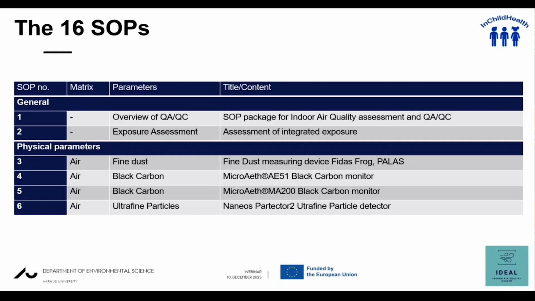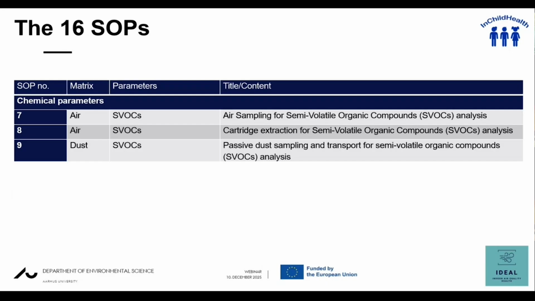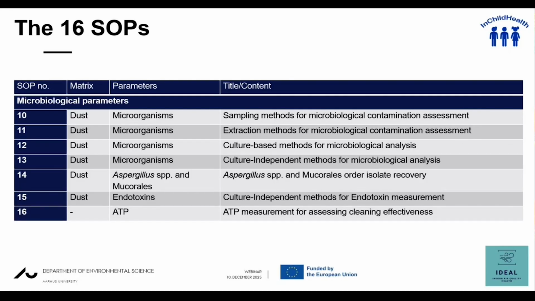In the next slide, we have the 3 SOPs that relate to the chemical parameters, and they detail the active air sampling and extraction of the cartridges, and also the passive dust analysis for the semi-volatile organic compounds. And finally, on the 3rd slide, we have the 6 remaining SOPs that relate to the microbiological contamination assessment, which includes sampling, extraction, and sample analysis in microbiological labs via culture-based and molecular methods, and they target different parameters. And the last one is for the adenosine triphosphate testing for cleaning effectiveness.